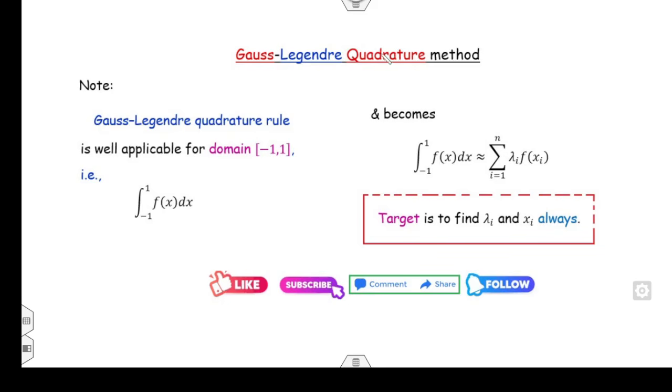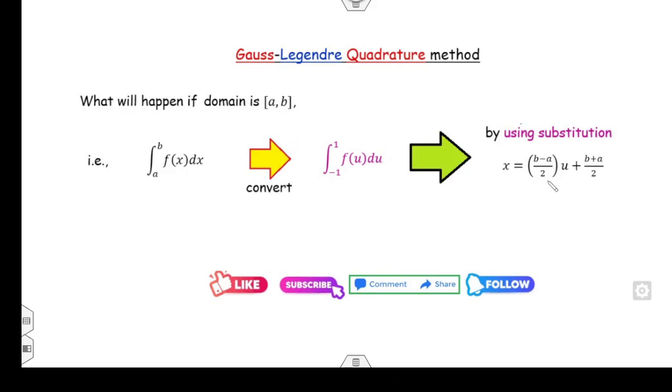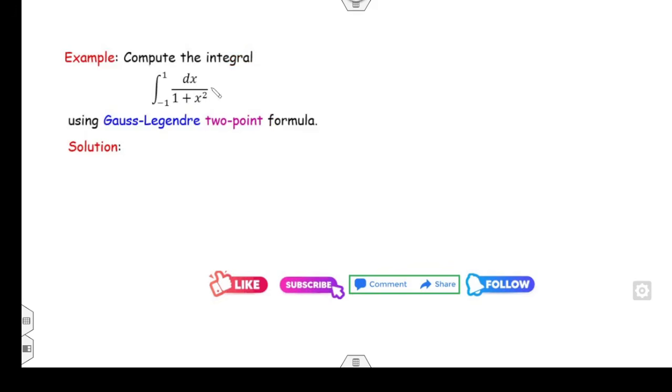Always remember, students, whenever you want to apply the Gauss quadrature formula, your domain must be from -1 to +1. If the domain is not from -1 to +1, that is from a to b, then your target is to convert the domain from a to b to -1 to 1. And how can you do that? You can use the substitution x is equal to (b minus a) divided by 2 times u, plus (b plus a) by 2, where b is the upper limit and a is the lower limit. I will tell you through examples.